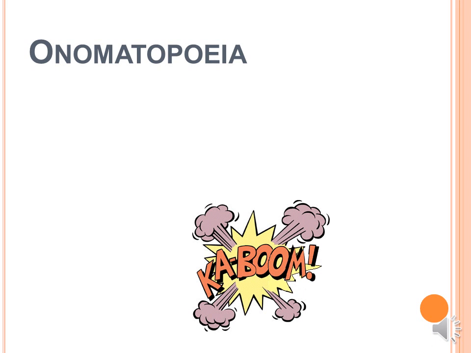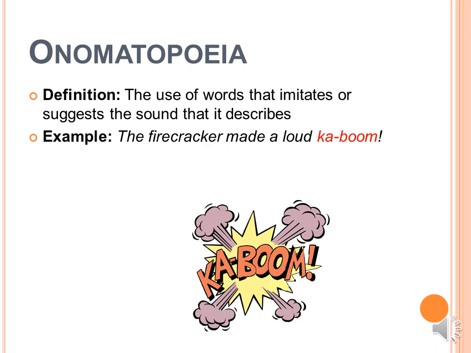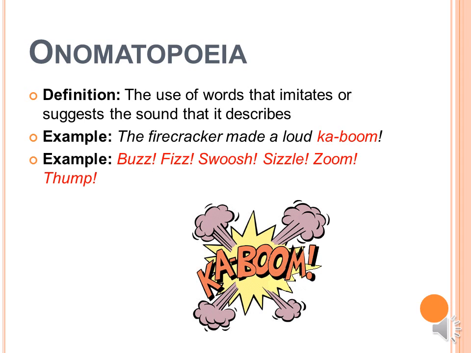Onomatopoeia, it's a fun one to say. It's the use of words that imitate or suggest the sound that it describes. So the firecracker made a loud kaboom. When you say the word kaboom, it's almost similar to the sound a firecracker makes. Buzz, fizz, swoosh, sizzle, zoom, thump. Other examples would be snap, crackle, pop. The word snap, when you say it, makes a snapping sound. So onomatopoeia is a word in which the sound describes the thing that the word represents.